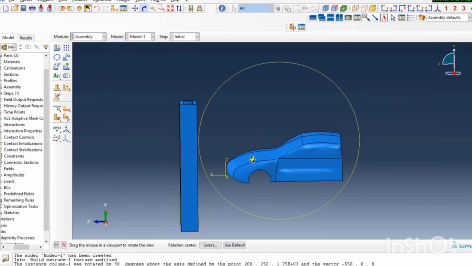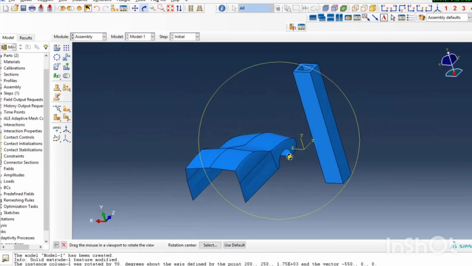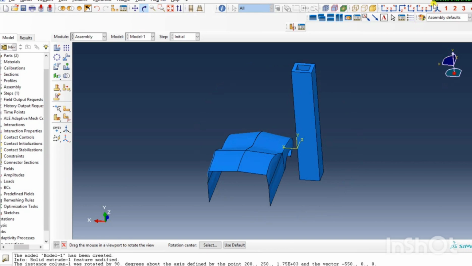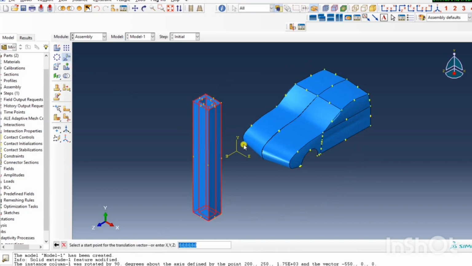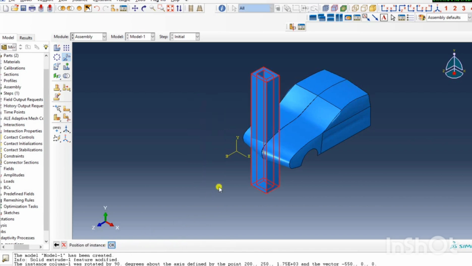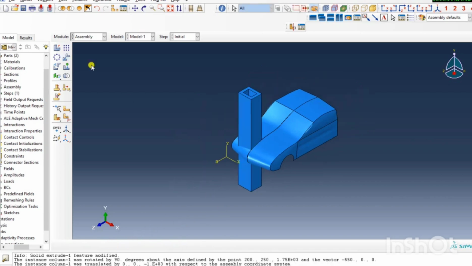I have included two inputs, which are Young's modulus and Poisson's ratio for elastic response, and the second one is yield stress and plastic hardening curve for post-yield behavior. For crash simulation, accurate plasticity definition is critical because most of the energy absorption occurs in the plastic deformation regime.